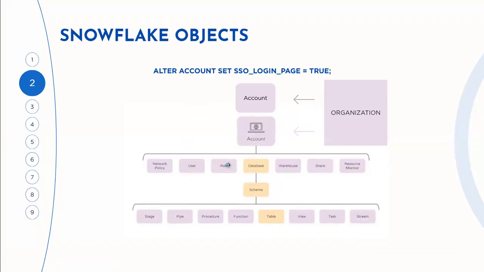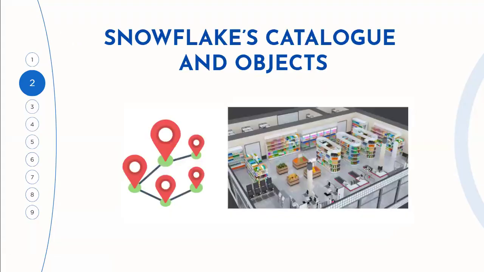The organization object is the higher object, which has access to all the accounts. Then we have account level objects and then database level objects. In the account level objects, we have users, roles, policies, warehouse, share, and resource monitoring. Okay, so coming back.